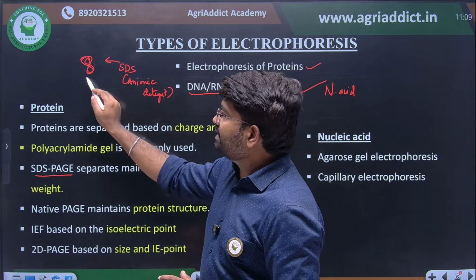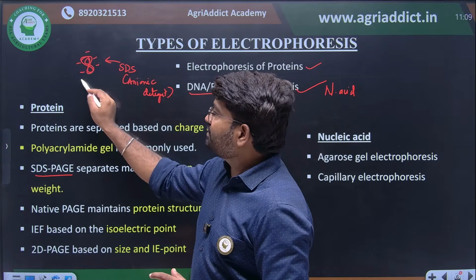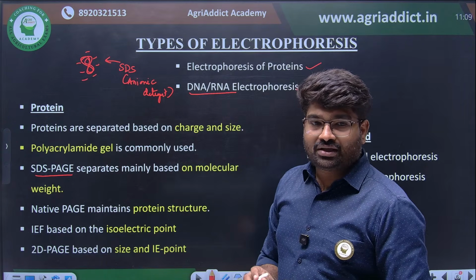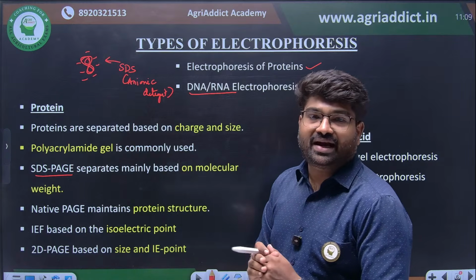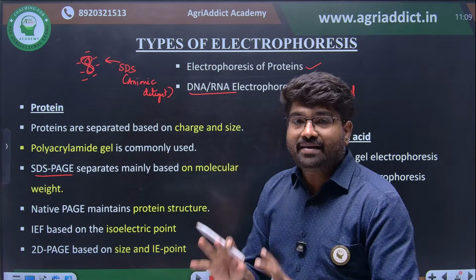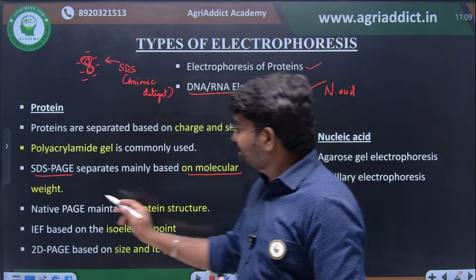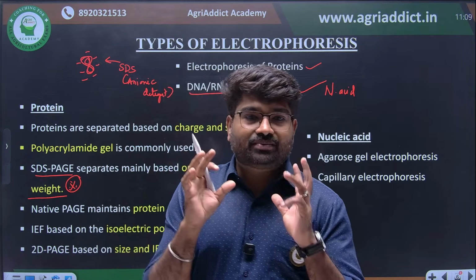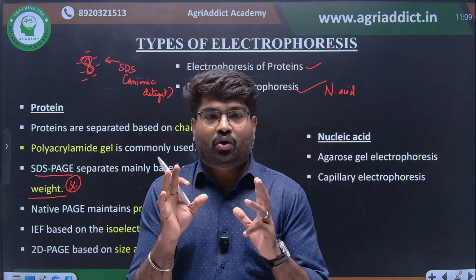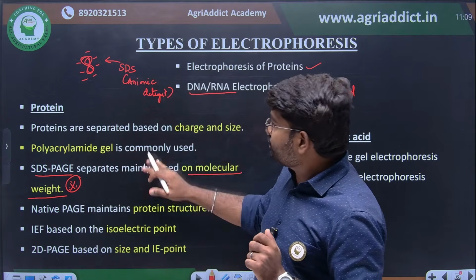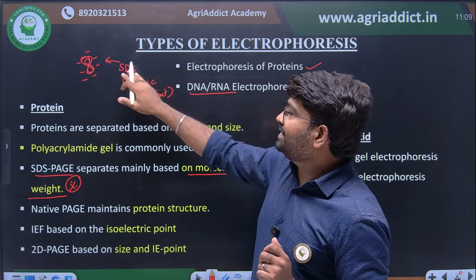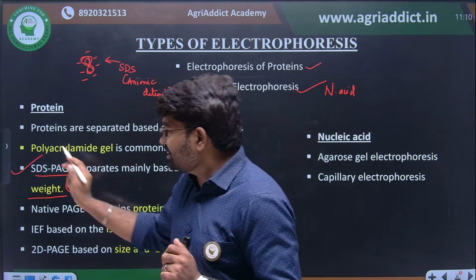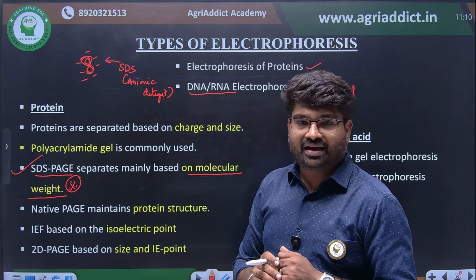So, this will lead to formation of negative charge on the protein molecules. So, the protein will be separated in the gel only based on molecular weight. This is the principle. In SDS PAGE, the proteins will be separated only based on molecular weight. Here we are using anionic detergent, that is sodium dodecyl sulfate. Clear? This is the most important objective question they are asking repeatedly.